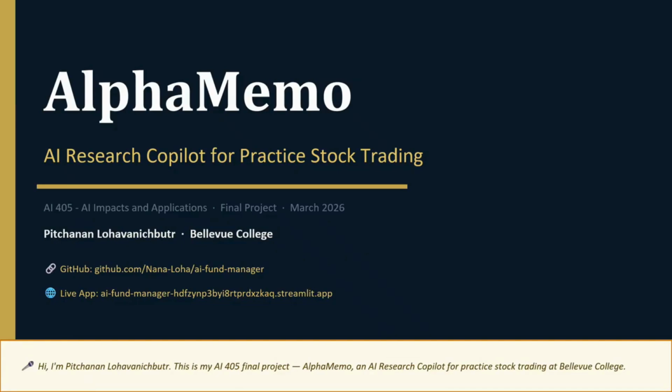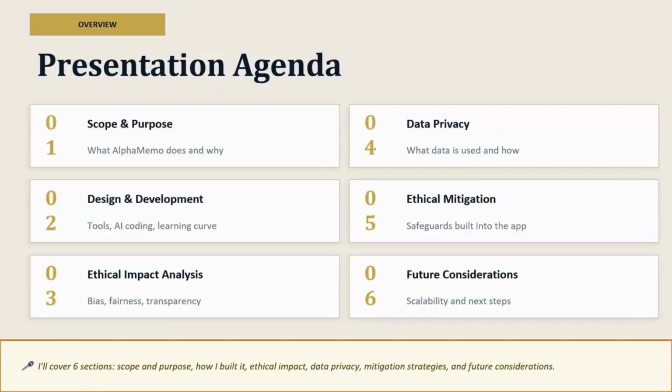Let's look at what I will cover today. I split this presentation into six parts: scope and purpose, how I build it, ethical impact, data privacy, mitigation strategy, and future improvement. Let's start. What is AlphaMemo?